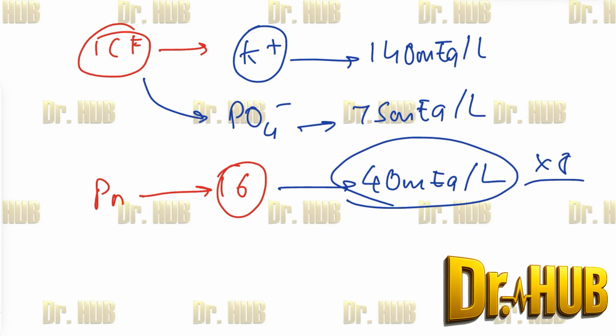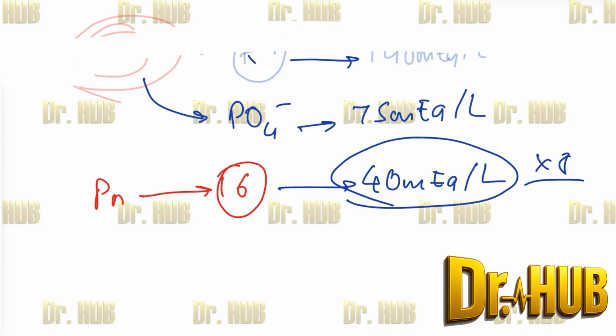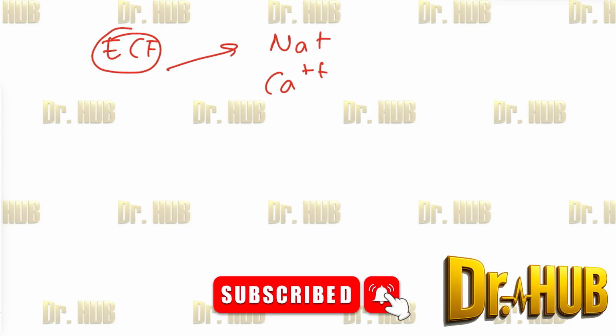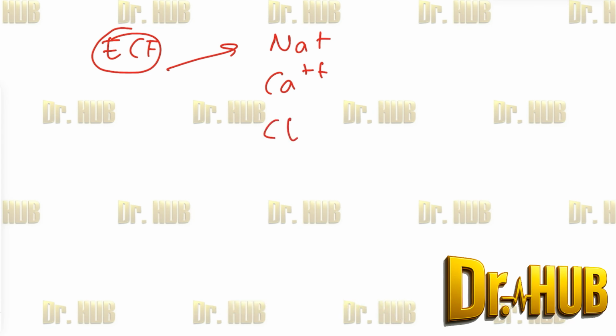Now to continue our ECF and ICF discussion. So we spoke about ECF and we also spoke about ICF. So let's quickly recap what we have done with the ECF. Under ECF we saw the important ones, that is being sodium, next the calcium, and next there was the chloride. The next batch we had the HCO3 and the glucose.